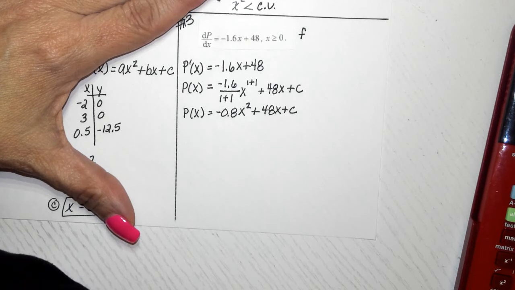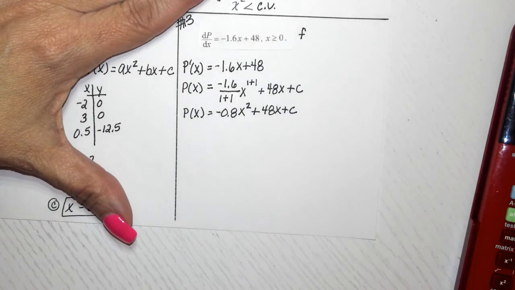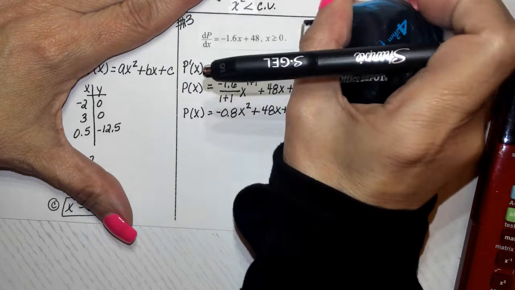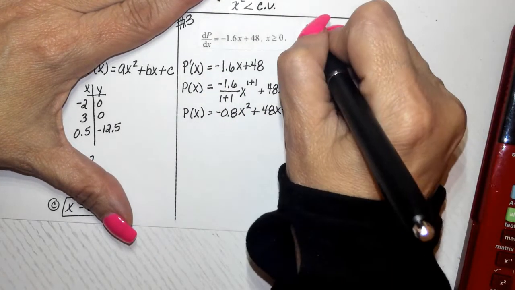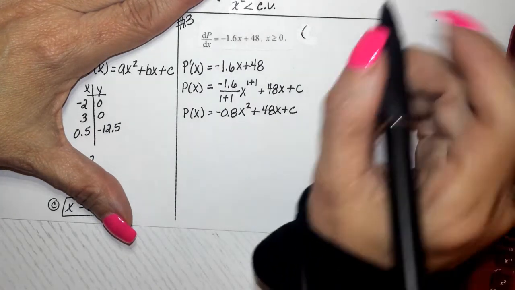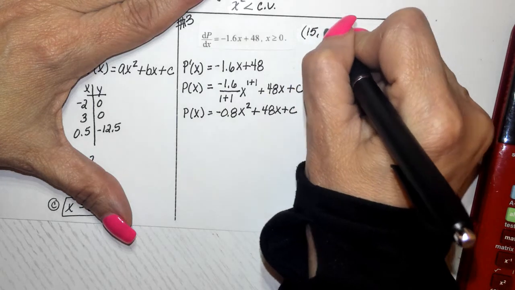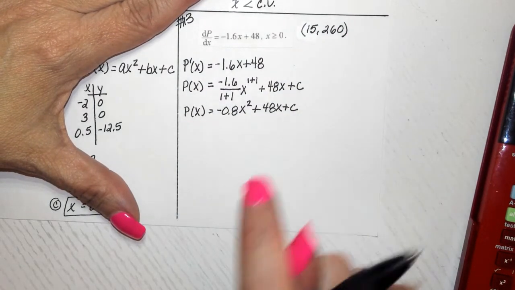Did it give us anything about the company, rate of change, cars? The company makes a profit of $260,000 when they produce 15 electric cars. That was their profit. So we do have to find C.